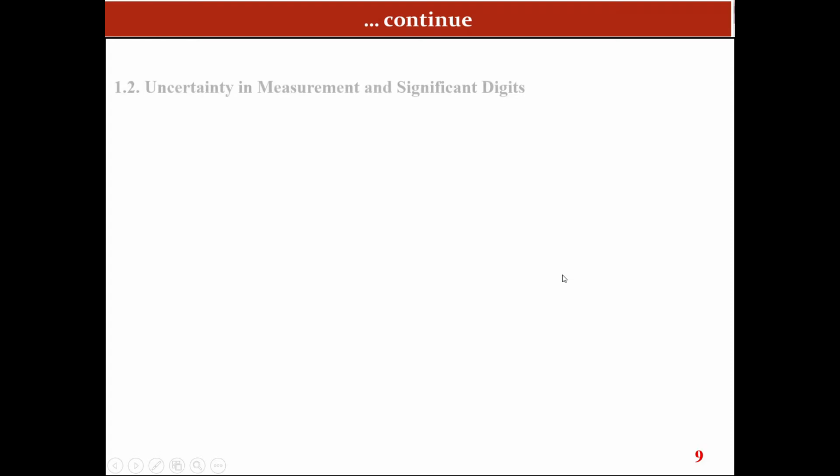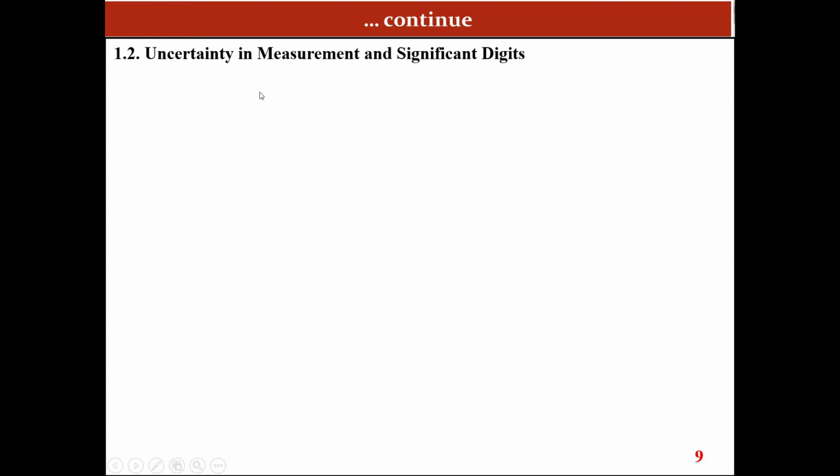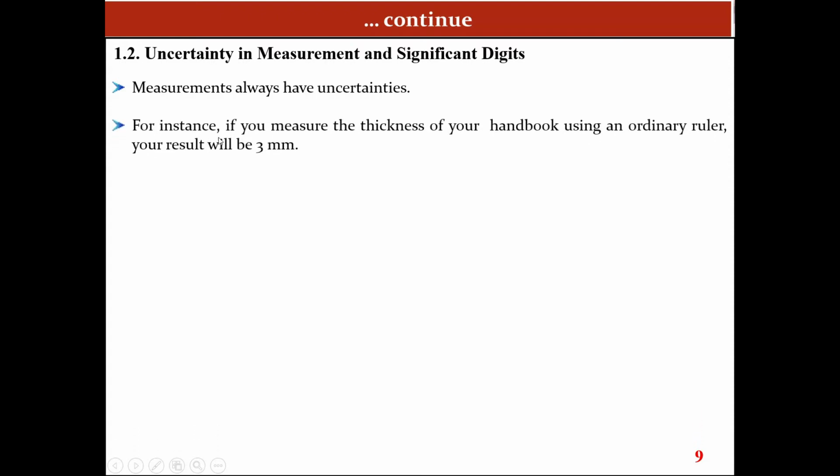Okay, the next slide is regarding section 1.2, uncertainty in measurement and significant digits. You know that most measurement in the lab, physics is experimental by itself. So there is uncertainty during the measurement in the laboratory. Measurements always have uncertainty. It's very clear. So for instance, if you measure the thickness of your handbook using an ordinary ruler, let's say the result is 3 millimeter.